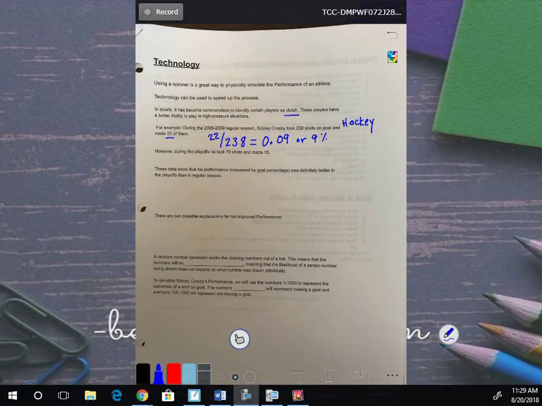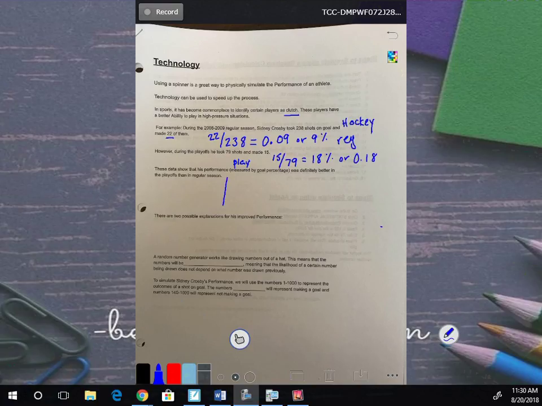However, during the playoffs, he only took 79 shots and made 15 of them. So what is 15 divided by 79? 18%, or 0.18. Okay, so this is regular season, and this is the playoffs. The data has shown that his performance is measured by goal percentage. Which would you say was better, regular season or playoffs? Which one did he perform better in? Playoffs. So it was definitely better in the playoffs than in regular season.